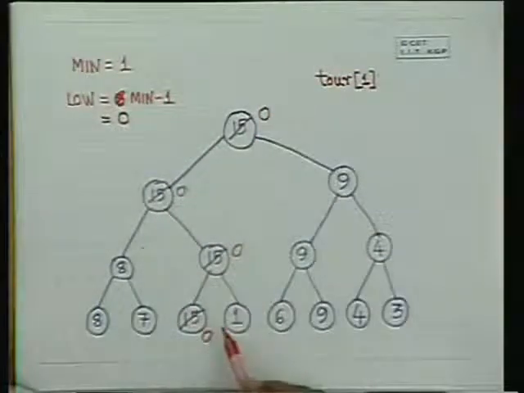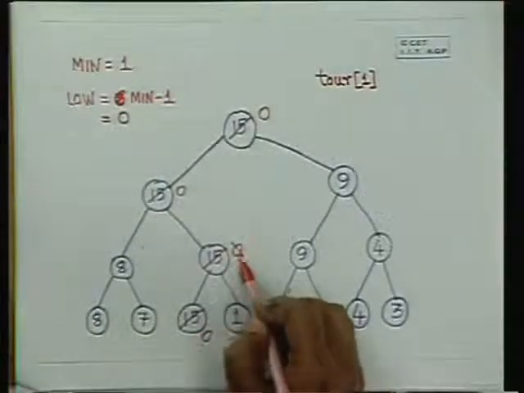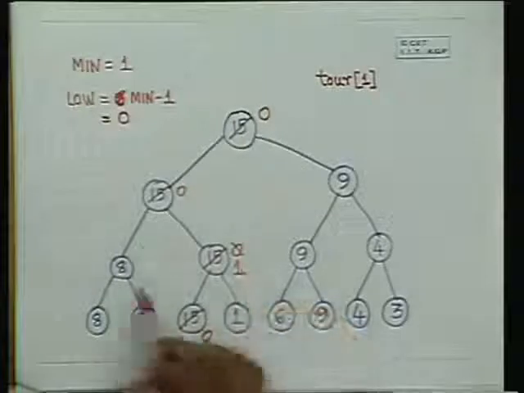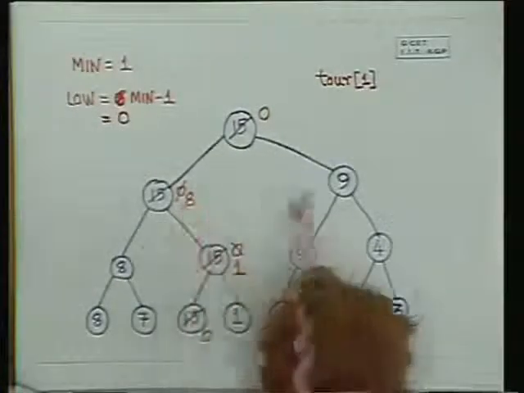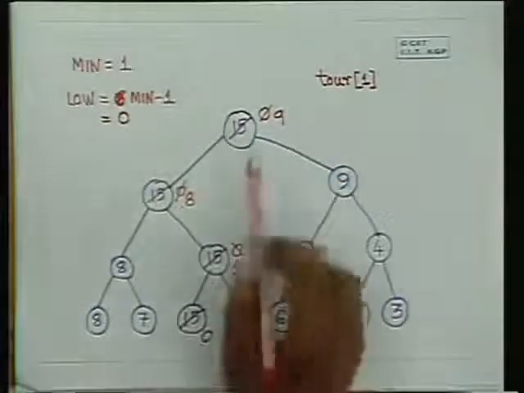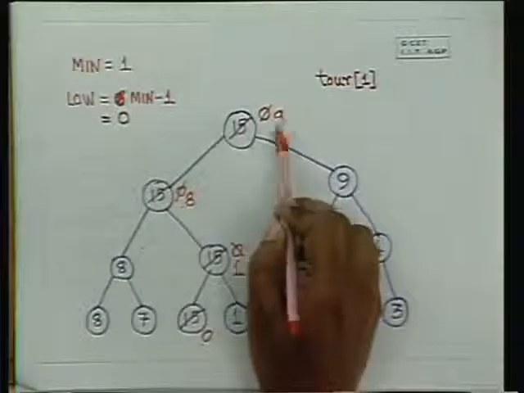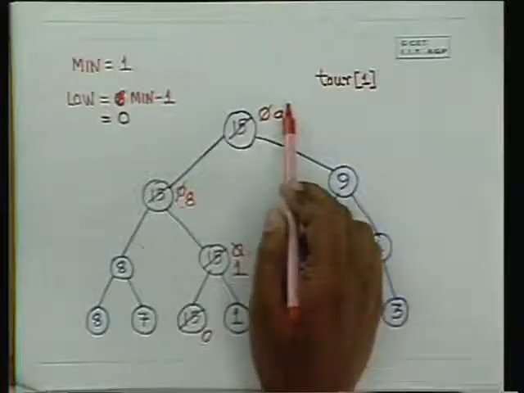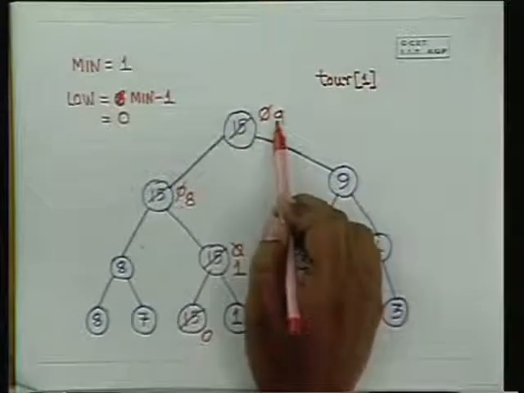For example, let us look at what we'll do. We'll compare 0 and 1 and put 1 here. We'll compare 1 and 8 and put 8 here. We'll compare 8 and 9 and put 9 here. And once we go up, the second largest will pop up. That is, the current largest will come up here, and tour 1 will contain the second largest element.